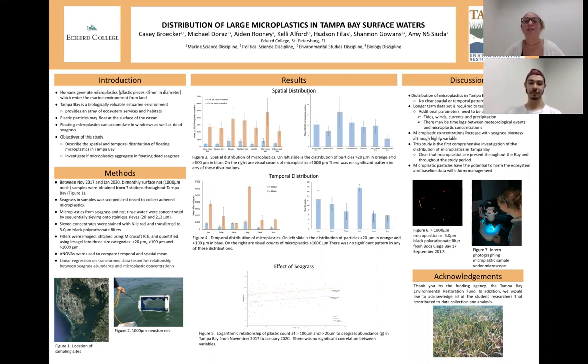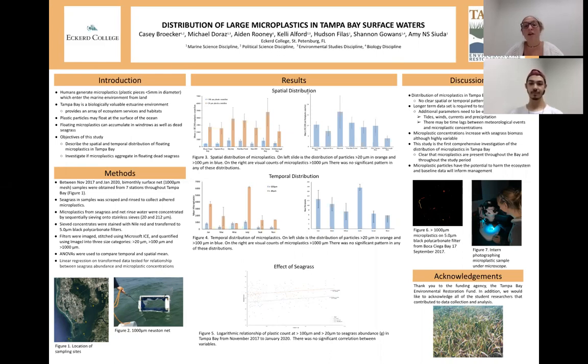In recent years, humans have begun posing a unique threat to the marine environment. Our consumption of plastic products has led to the fragmentation of these products in Tampa Bay, and this becomes what we know as microplastics, which is any plastic that is less than 5 millimeters. Seagrass beds are one of the primary habitats in Tampa Bay, and this is one of the first projects that is investigating microplastics distribution in this region.